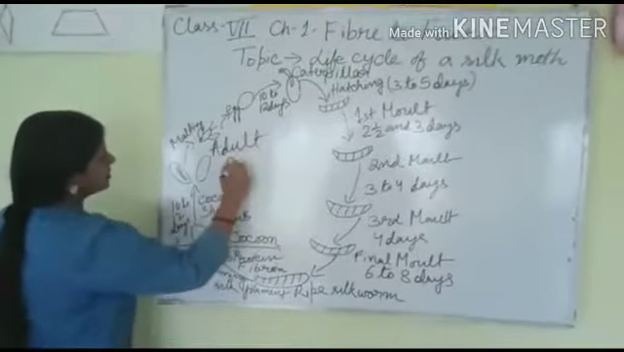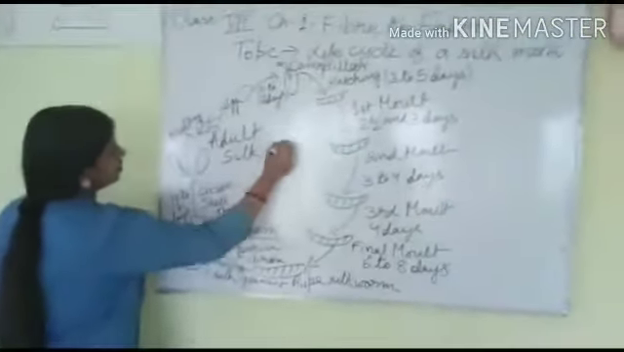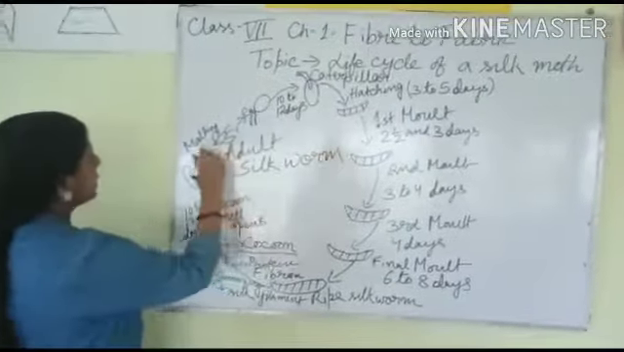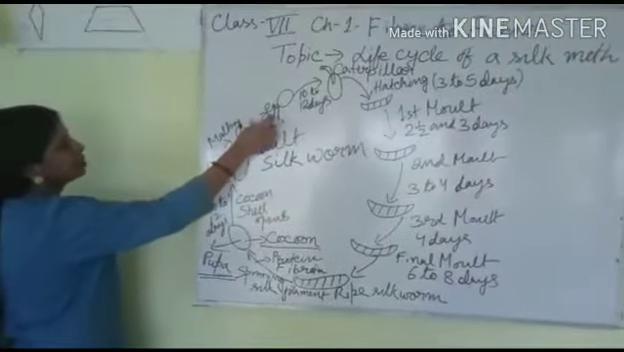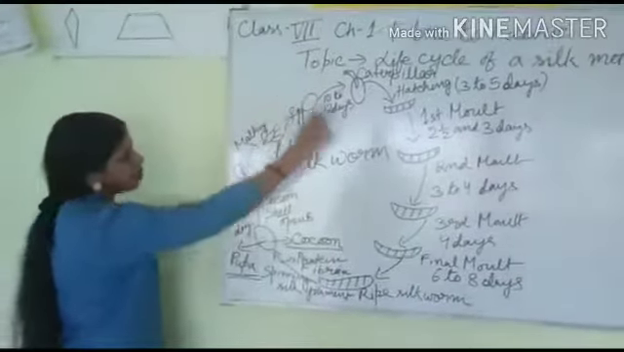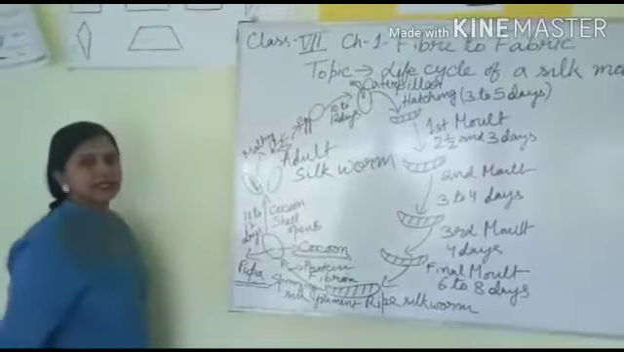This one is the adult silkworm. Now again the adult silkworm is ready to lay eggs. This is all about the life cycle of the silkworm.